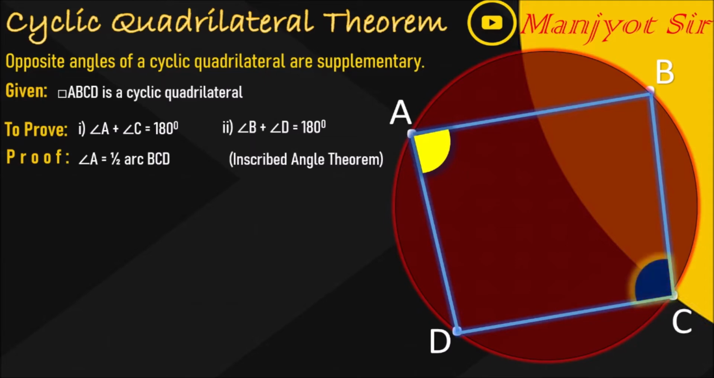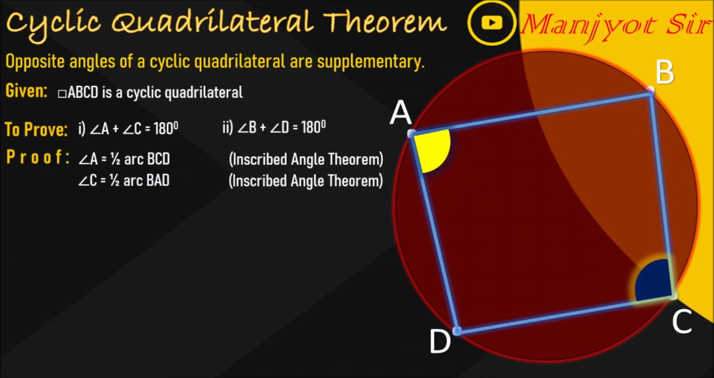Opposite of angle A is angle C. If you observe angle C over here, angle C is again an inscribed angle. The intercepted arc with angle C is arc BAD. So angle C will be half of arc BAD. Again, same reason, inscribed angle theorem.